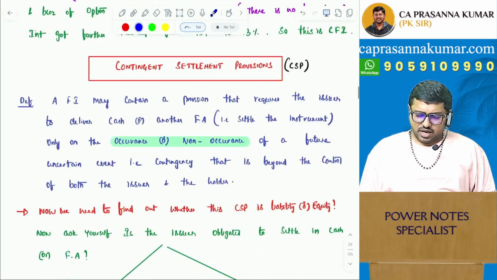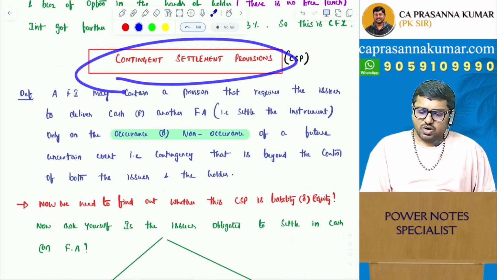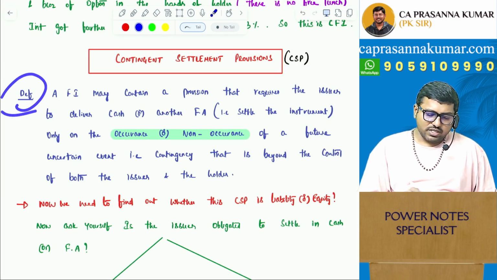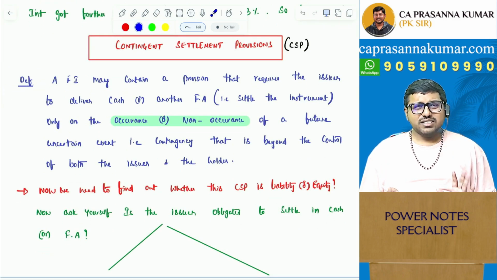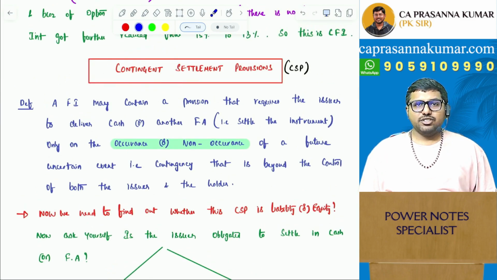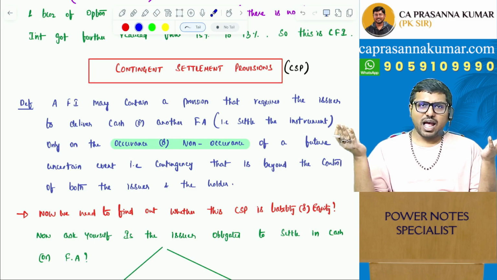Okay. Now moving on to this one. What is this? Contingent settlement provision. In short form, we'll call it as CSP. Right. Now let's start with the definition first. So what is a contingent settlement provision? Name itself tells you contingent. Contingent means may or may not happen, right?